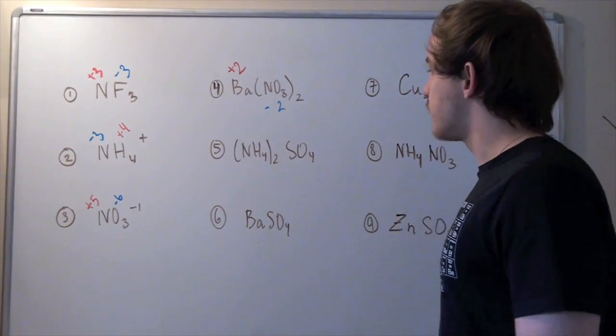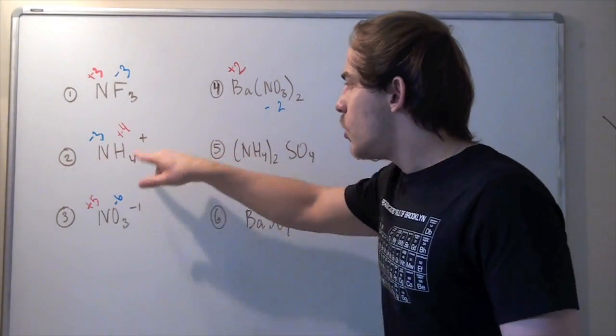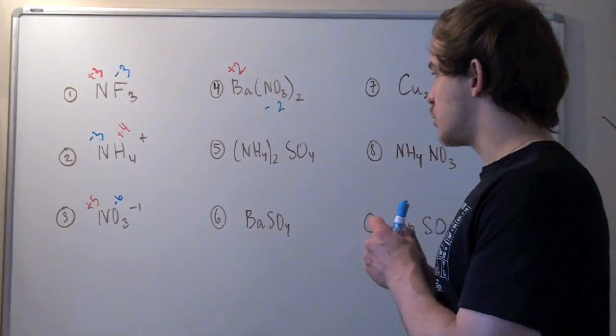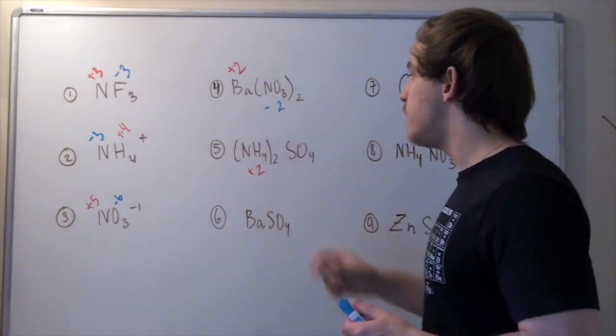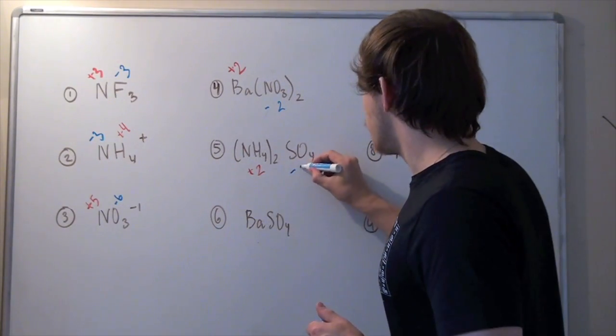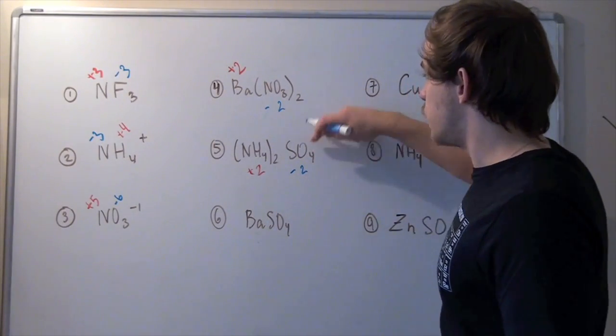Let's look at this guy. Well, from this example, we know that each ammonium molecule has a +1 charge. That means 2 ammonium molecules will have a +2 charge. Now since this entire compound is neutral, that means this guy has to be a -2. And now let's assign individual oxidation numbers to each atom.